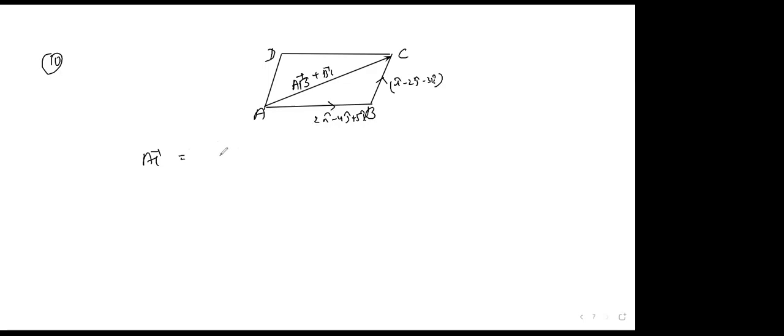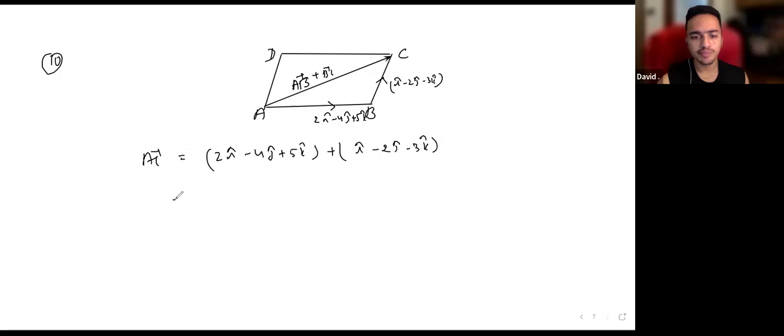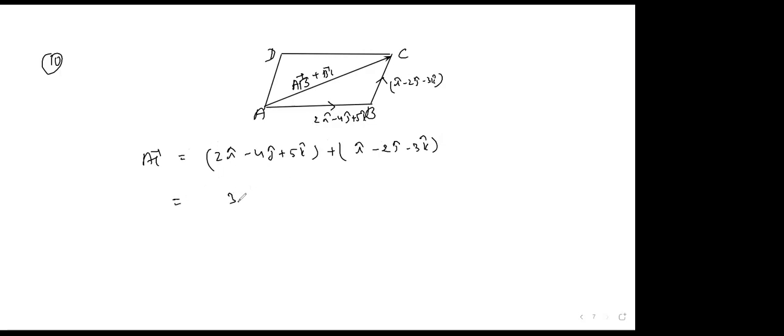So the resultant vector, diagonal AC vector, will be AB plus BC, that is 2i cap minus 4j cap plus 5k cap plus i cap minus 2j cap minus 3k cap. Add them. So 2 plus 1, 3i cap; minus 4 minus 2, minus 6j cap; and 5 minus 3, 2k cap. This will be the resultant vector, diagonal vector.